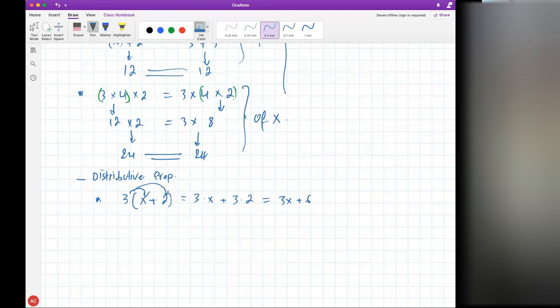So the distributive property just basically is a multiplication. That's all it means. We distribute or we multiply. So we call that the distributive property.